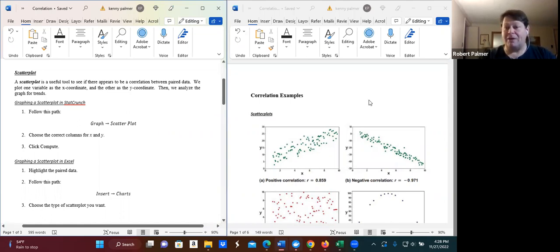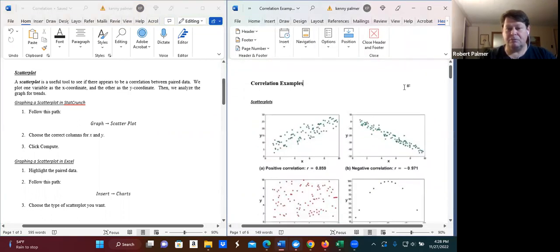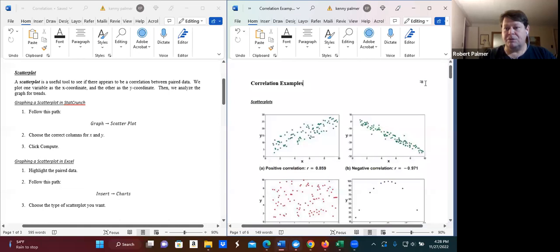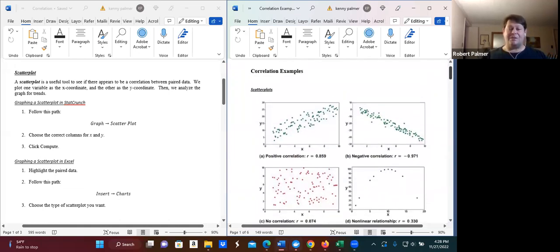If we look over here at the right, here are some examples of scatter plots. Essentially, in each case, one variable of the paired data is chosen as the X, the other is chosen as the Y. And then we're looking to see if there are any particular trends we can see. Now, you'll notice I'll say correlation. We'll come back to that in a moment. Just look at the pictures right now.